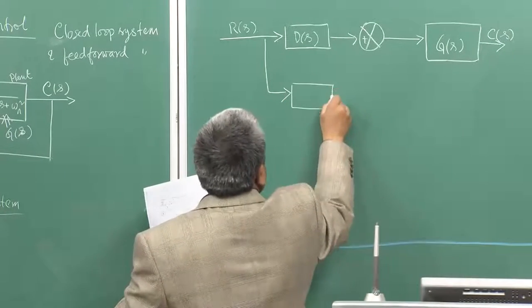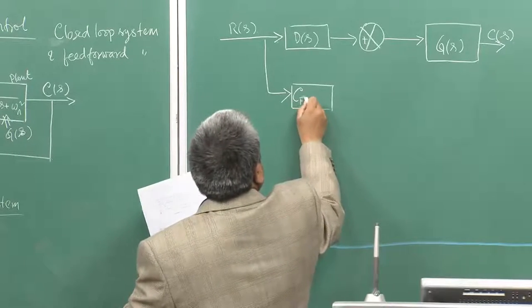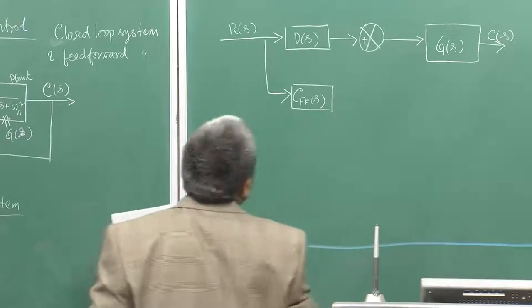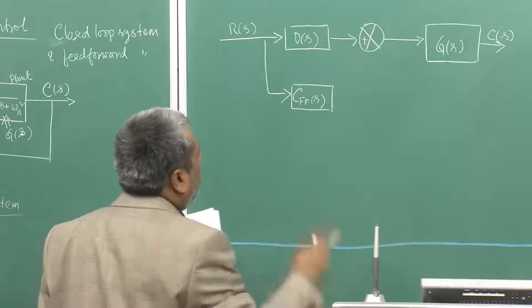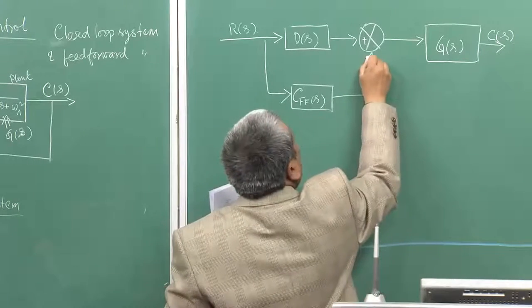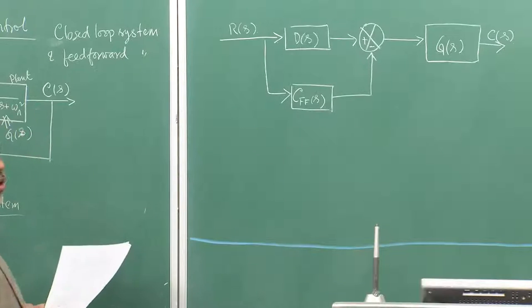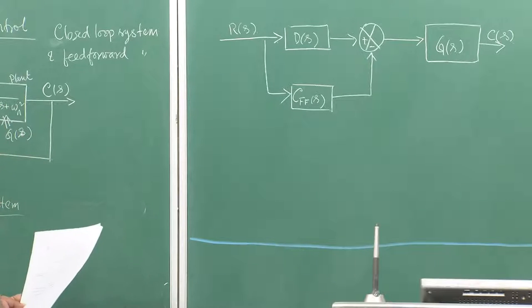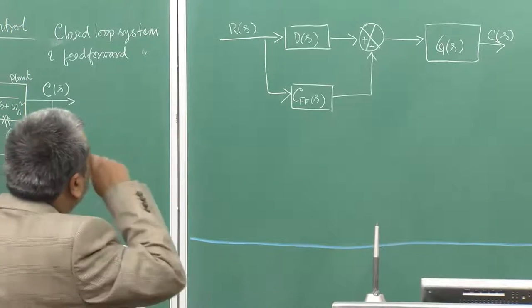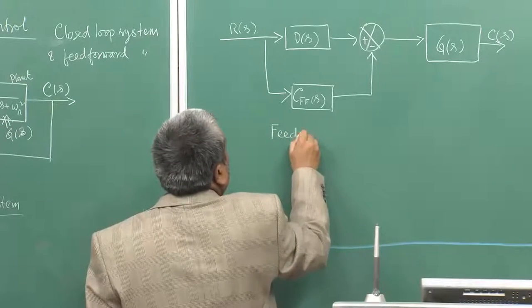I can actually develop a transfer function which will exactly replicate the disturbance by the phase and the gain, and it is going to work on it so that the effect of the disturbance is gone, and then the system is actually free from the disturbance. So this is what is known as a feed forward system.